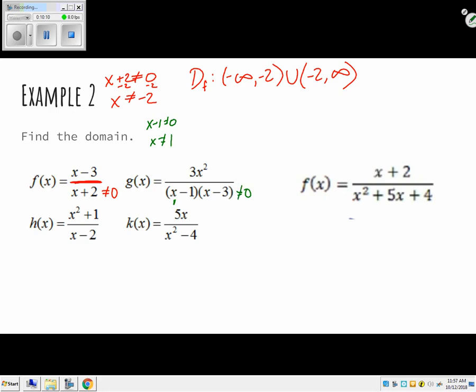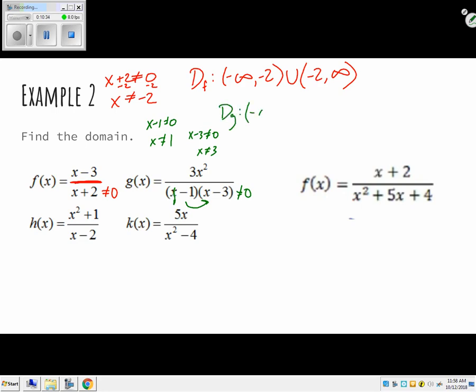If I plug in a 1 for this x right here, it makes the whole bottom go to 0, because 1 minus 1 is 0, and then 0 times anything would give me 0. But also on top of that, x minus 3 cannot equal 0. So x cannot equal 3 if I add 3 to both sides. So my domain for g is just a little bit longer.